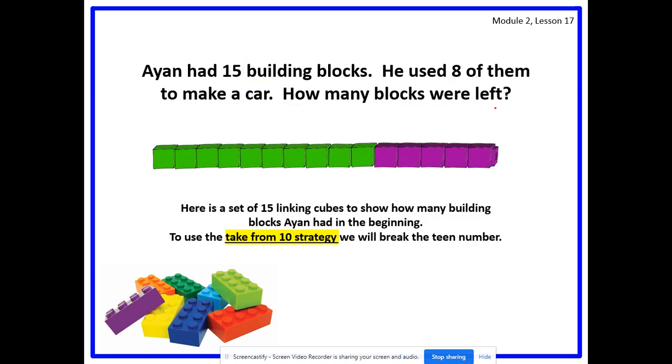Ready? Here's a set of 15 linking cubes to show how many building blocks Ion had in the beginning. So you should have drawn in your paper or whiteboard 15 circles. Here I have 15 cubes to show his building blocks, the total number, right? That's his whole number. So to use the take from 10 strategy, we will break the teen number. So we will decompose it, which we've already been doing. So we will break it apart into what 2 parts?